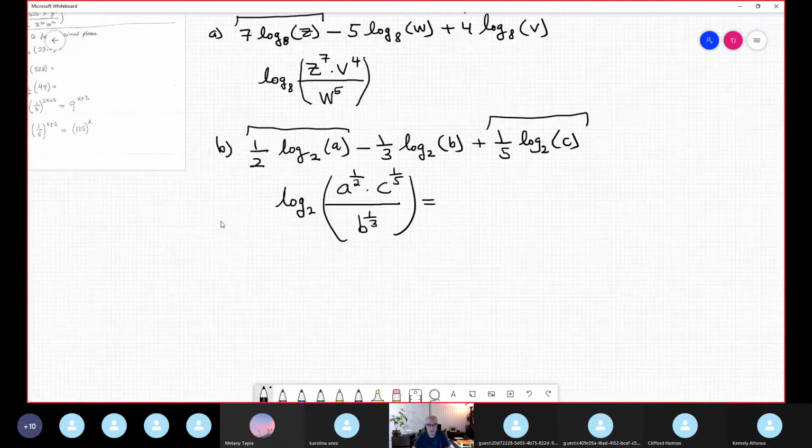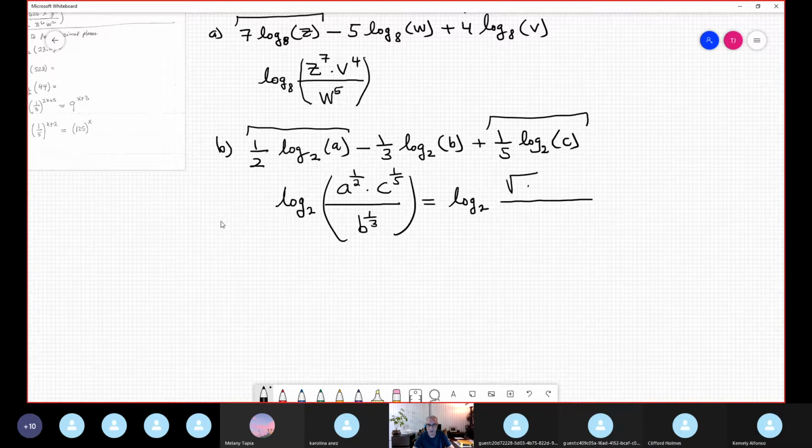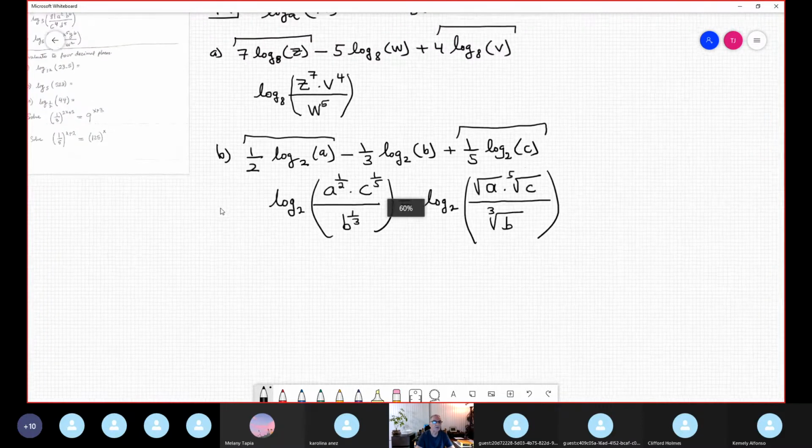However, if another student doesn't like the fraction exponent, you can express it using radicals. It's the same: the square root of A times the 5th root of C, over the cubic root of B. It is equivalent 100%. Either way, the way you prefer.